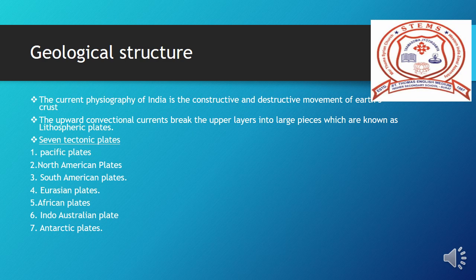There are 7 major tectonic plates: the Pacific plate, North American plate, South American plate, Eurasian plate, African plate, Indo-Australian plate and Antarctic plate. These are the 7 tectonic plates.